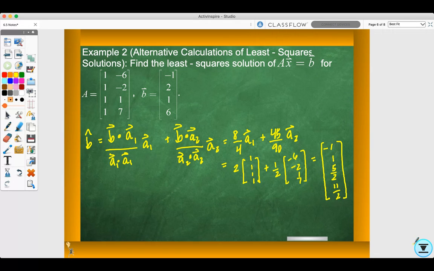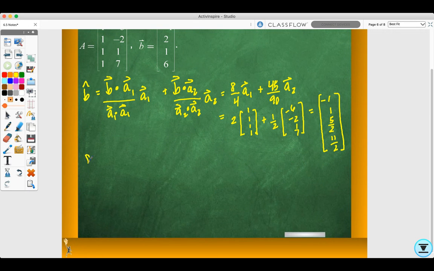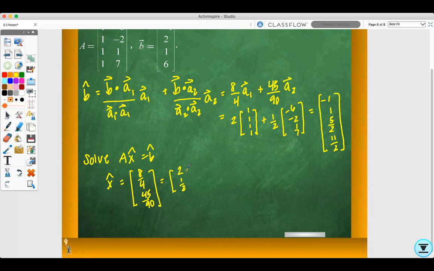So now what we need to do is solve A x hat equals b hat. So x hat is 8 over 4 and 45 over 90, which is 2 and 1 half, because these are the weights to be placed on the columns of A to produce b hat.